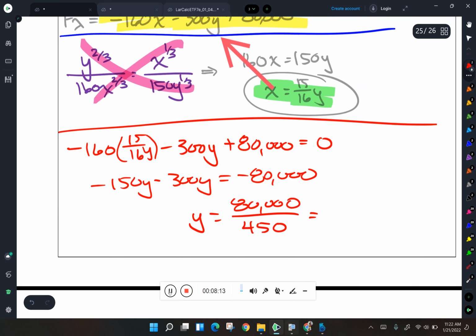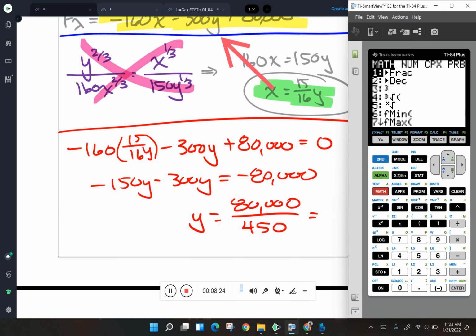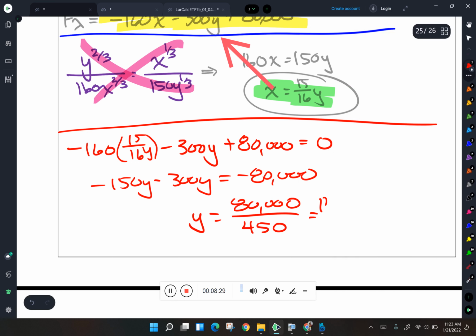I'm going to grab the calculator. What's 80,000 divided by 450? Darn it. I'll make it into a fraction. 1,600 over 9. Okay. And then I'll use this to find x.